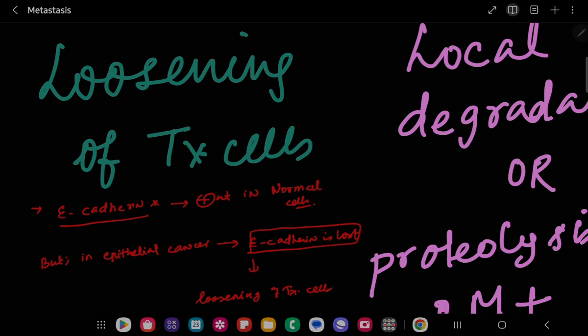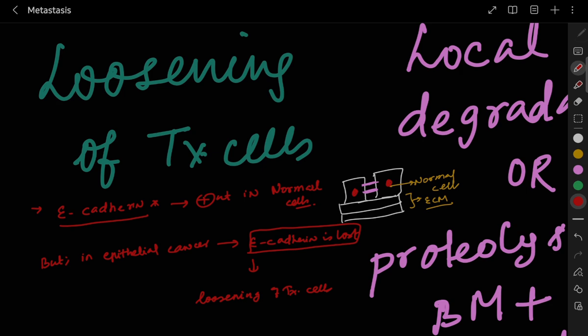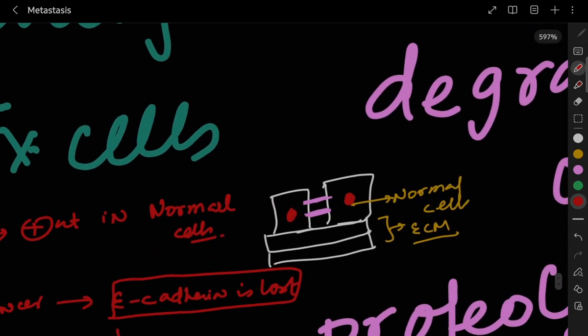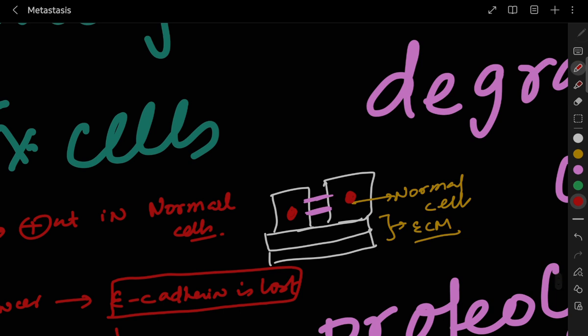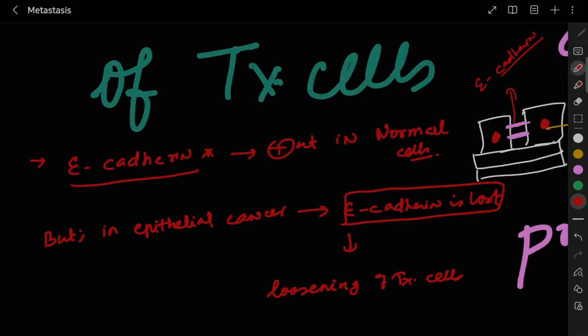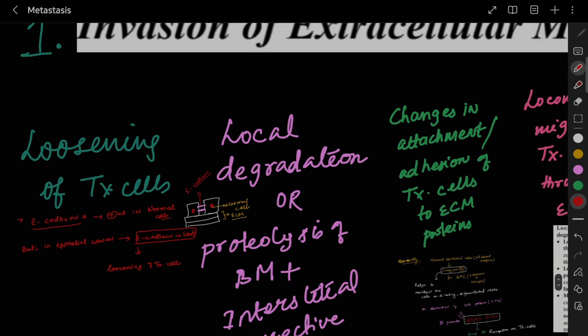Listen very carefully. What happens normally? If there is a normal cell, there will be the presence of the E-cadherin protein between the normal cells, right? Here, I have drawn a diagram on the screen. This is a normal cell, and these normal cells have adhesion between them with the protein. This is the E-cadherin protein. But when there is a cancer, in the epithelial cancer, this E-cadherin is lost. So the tumor cells become loose. This is what we call the loosening of the tumor cells.